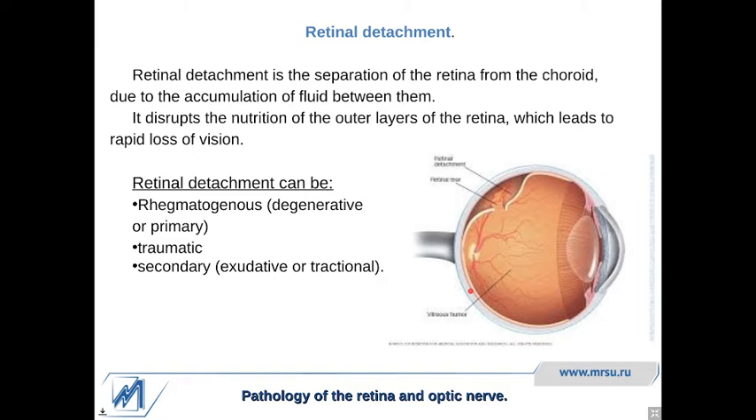Okay, retinal detachment is a separation of the retina from the choroid due to the accumulation of fluid between them. It disrupts the nutrition of the outer layers of the retina, as I said, which leads to rapid loss of vision. Retinal detachment can be rhegmatogenous or degenerative. It is the primary variant of retinal detachment. Can be traumatic and also secondary due to exudative process or tractional process. Let's speak about each variant.